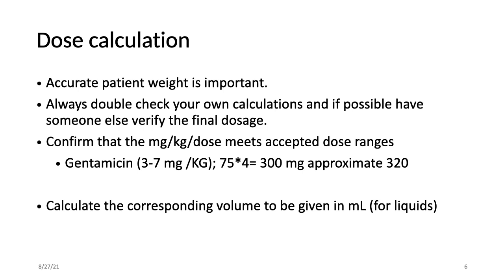If it is not contraindicated, you can approximate the dose to 320 since the vial has 80 milligrams, so you can give him 4 vials. But if this exceeds the clinically indicated dose, then you need to stick to that dose. Calculate the corresponding volume to be given in ml for liquid medication.